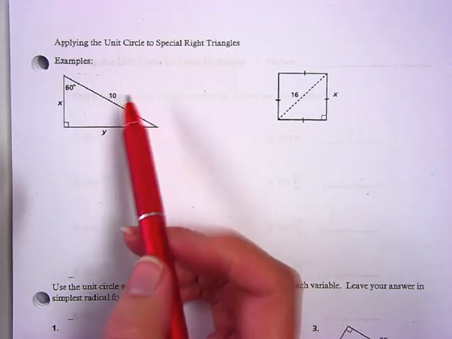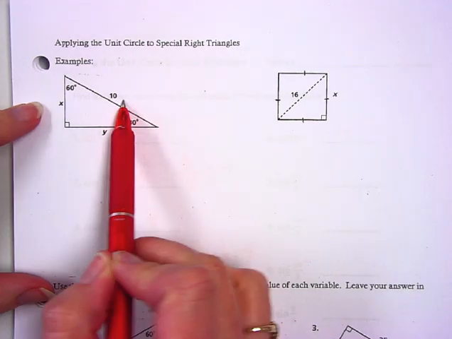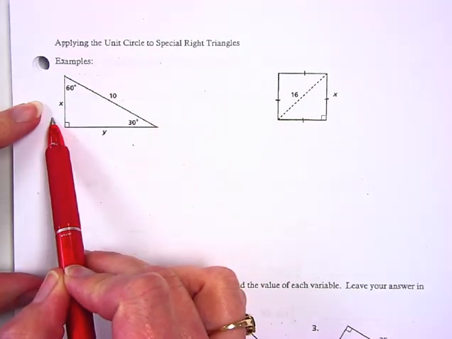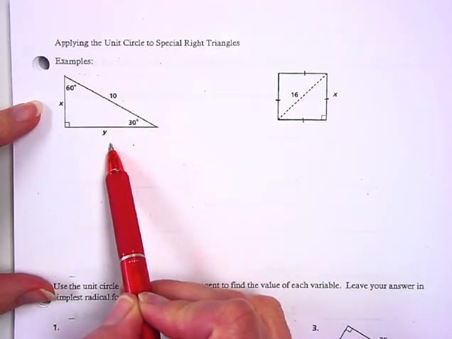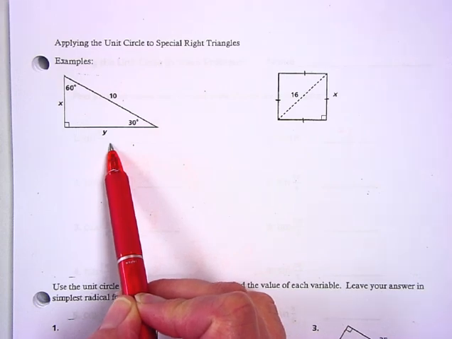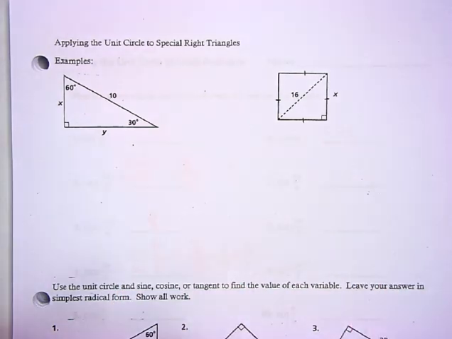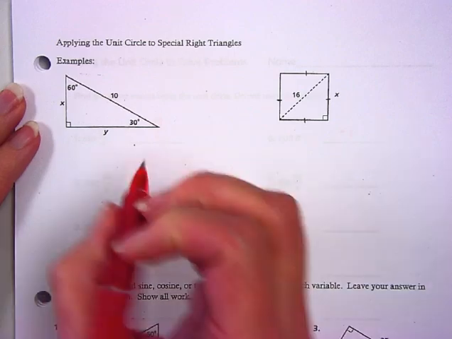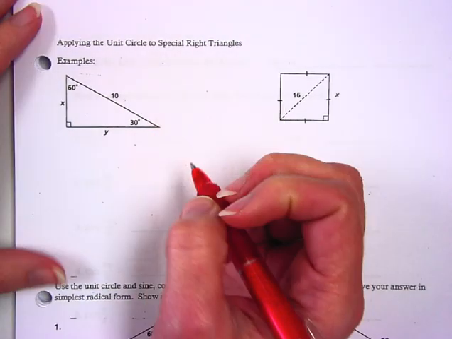All right, in a 30, 60, 90 triangle, if this is 10, then what is x? 5. And what is y? 5 square root of 3. Okay, so those are the answers we know we should get. This is a little preview of how the unit circle will be used in the future, but not the full thing. All right, so let's work this problem using trig.